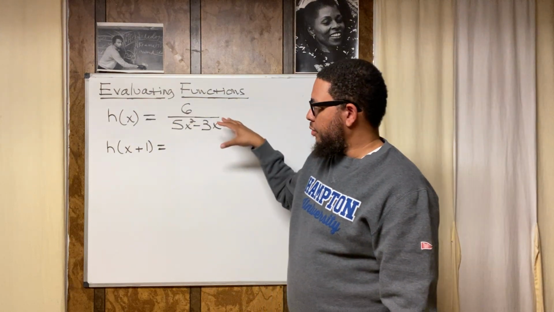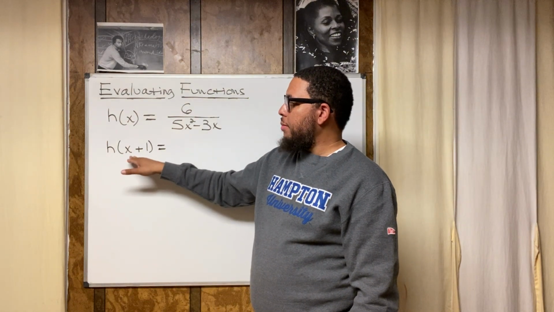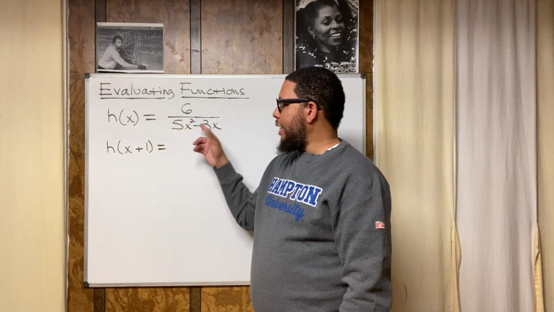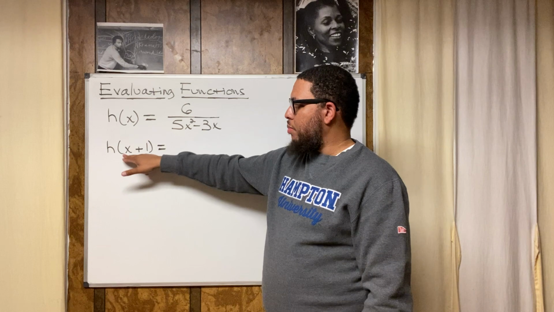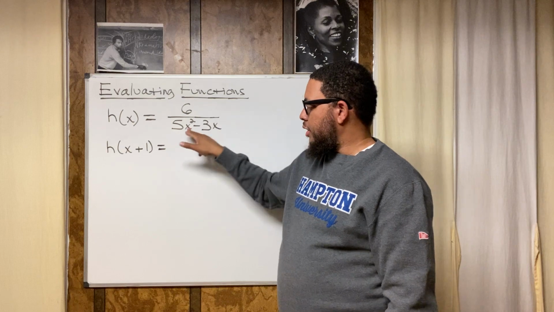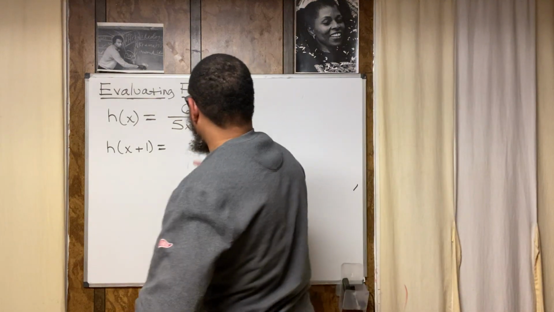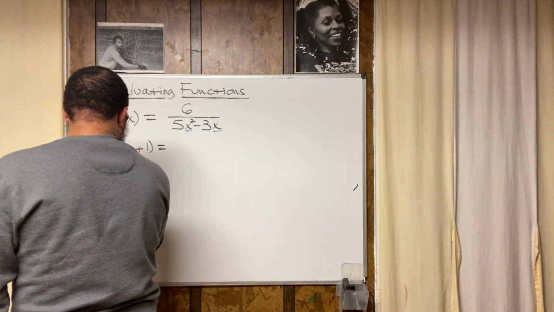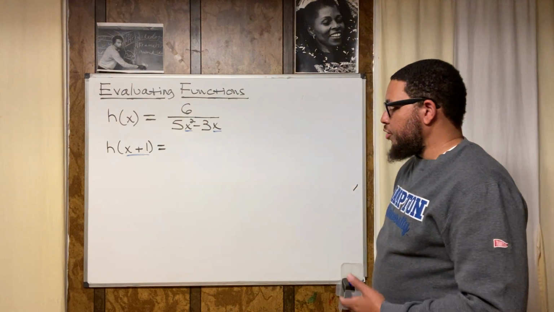That's the original function, right? Now, what you're asked to do is find h of x plus 1. That means we're essentially replacing the x with an x plus 1. Inside this function, on this side of the equal sign, wherever you see an x, you've got to replace it with this binomial x plus 1. Wherever you see an x, right here and right here, this x has to go and this x has to go. They're going to get replaced by x plus 1. That's how we evaluate functions.